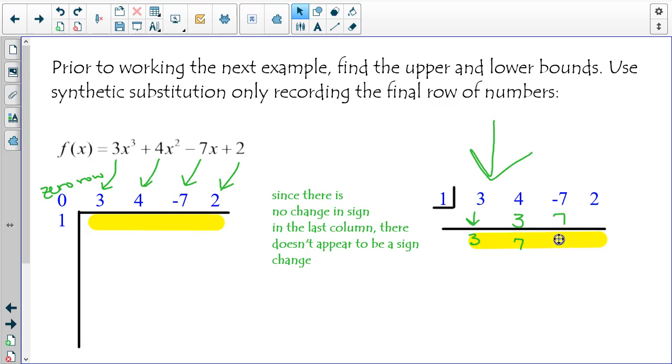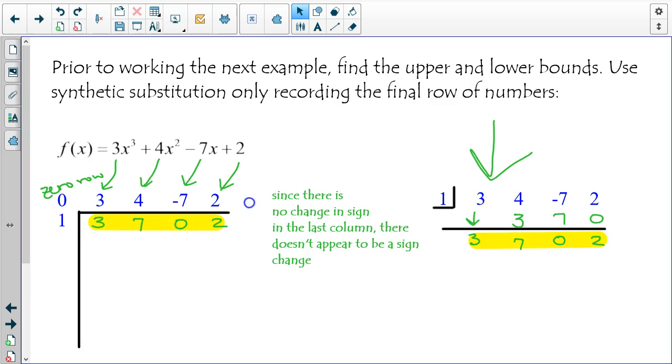Negative 7 plus 7, 0. 0 times 1, 0. Bring down 2. So now over here, record those numbers: 3, 7, 0, 2. Are those numbers positive? Are those numbers negative? Are those numbers alternating in sign? They're all positive because 0 can be whatever I need it to be.